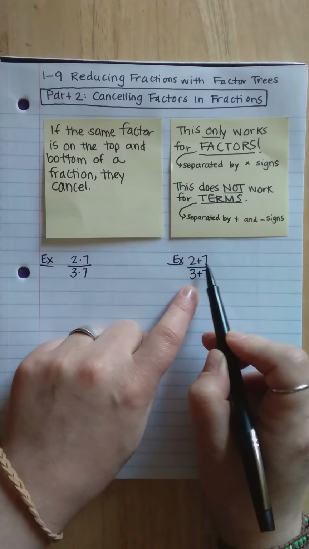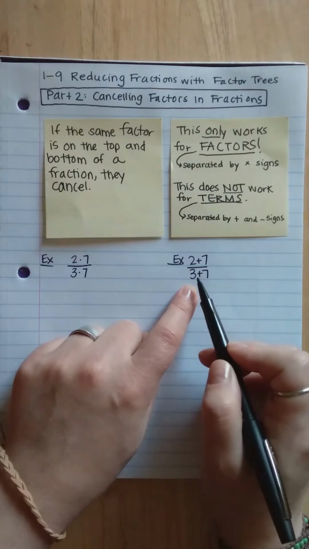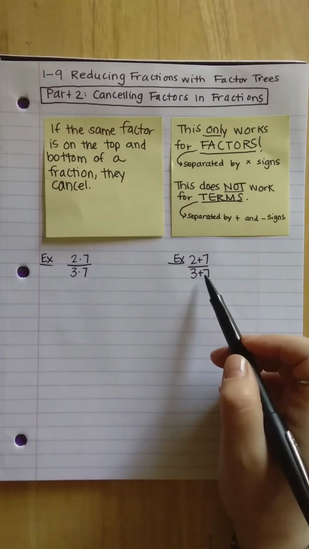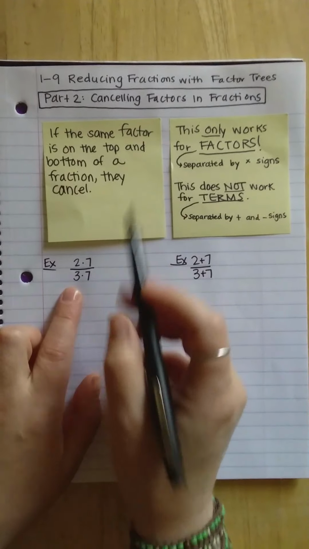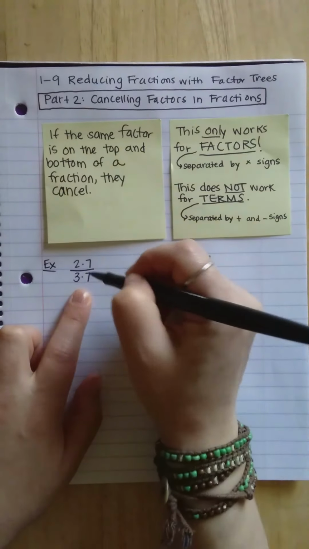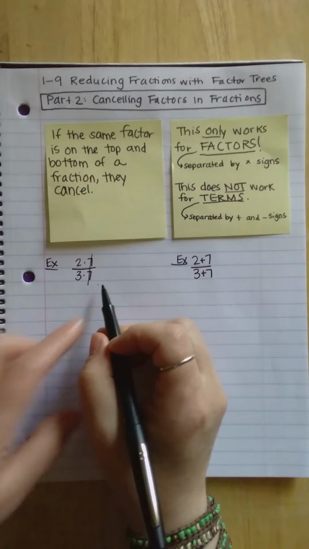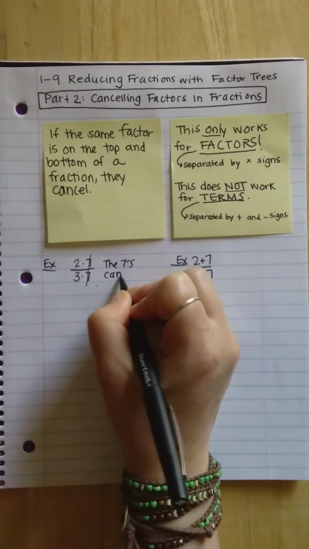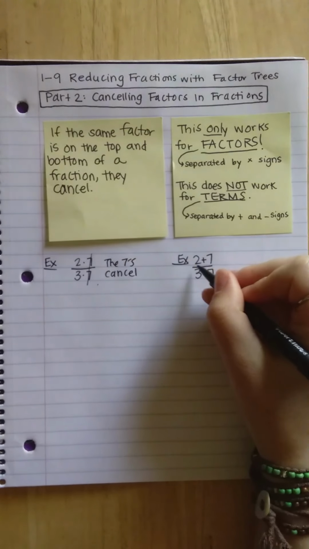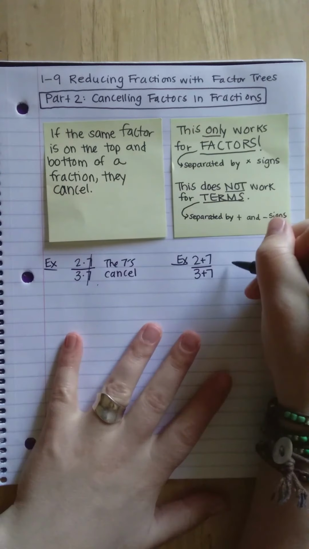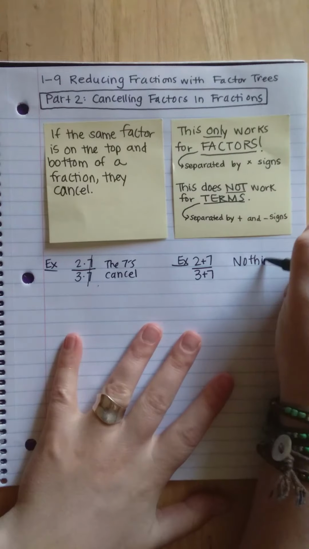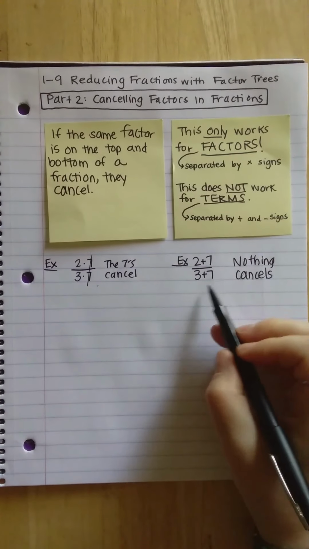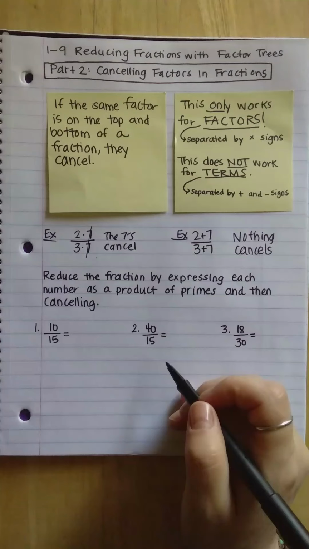We have 2 plus 7, so these are terms, not factors. 3 plus 7 are terms, not factors. So in this first example, we have a factor on the top and the bottom that's the same, they cancel. I'm going to write that right here, the 7s cancel. And over here we have 2 plus 7 over 3 plus 7. Nothing cancels. We don't have any factors here that we can cancel.